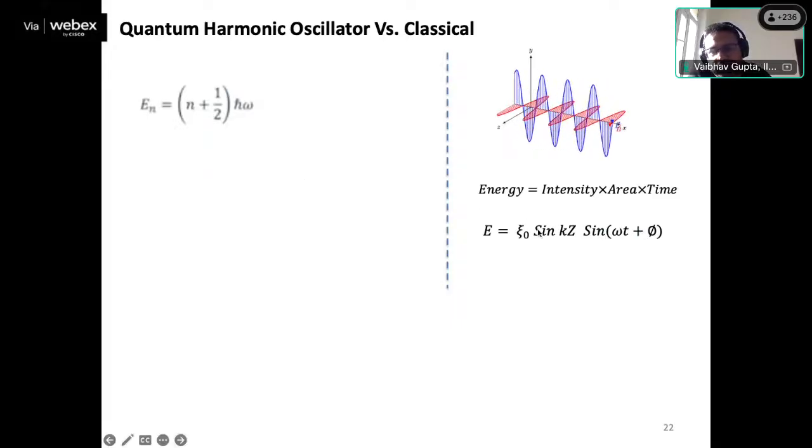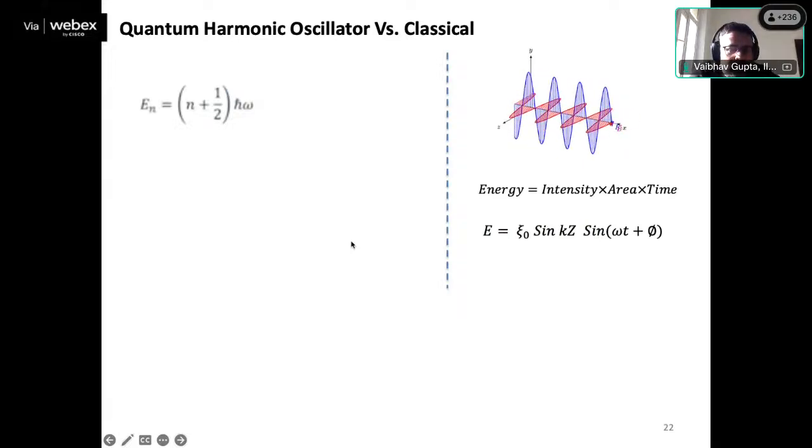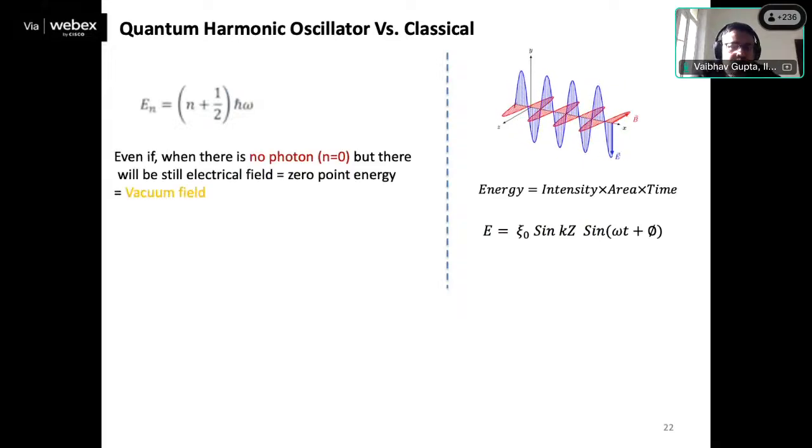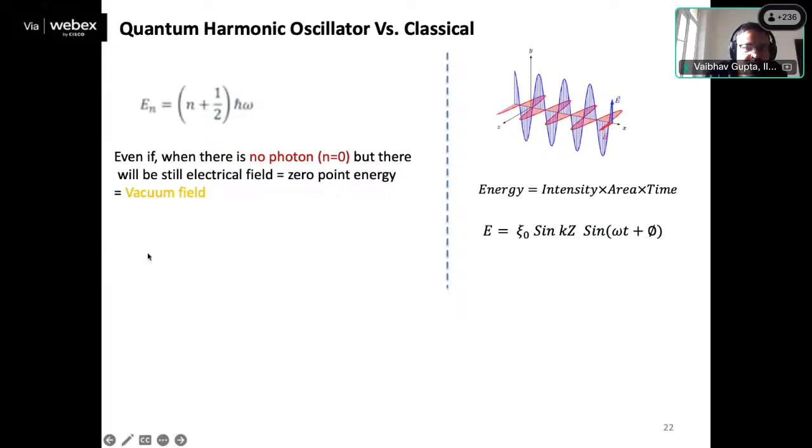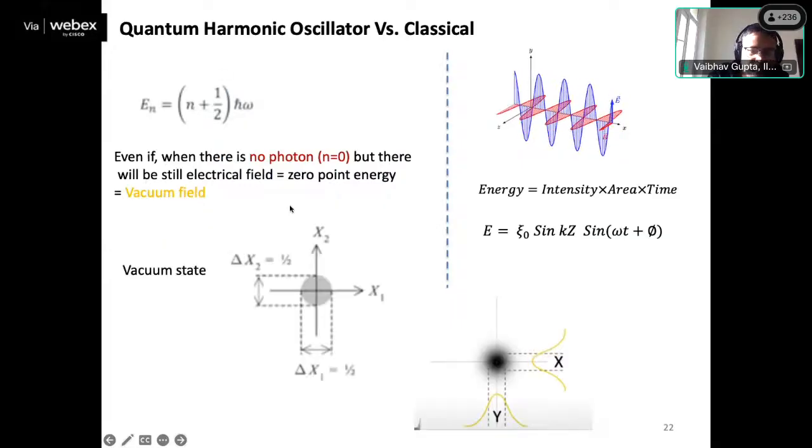So even when no photon is there, n is zero, we still have some sort of energy. But classically, we don't say that. Classically, if there is no light or no wave, there is no energy. But in quantum, if the number of photons is zero, we still have energy. And that is called zero point energy or the vacuum field. And the state associated with this is called the vacuum state.